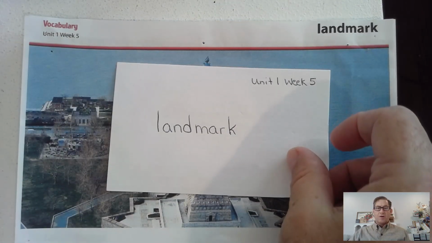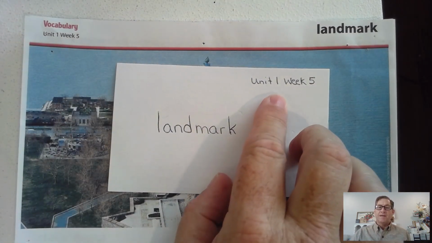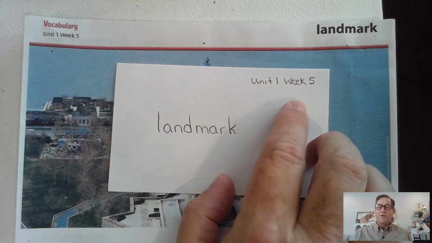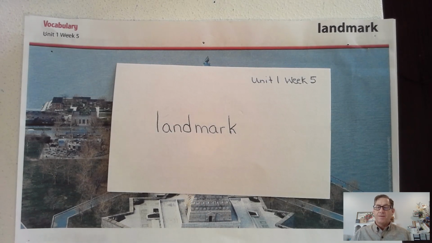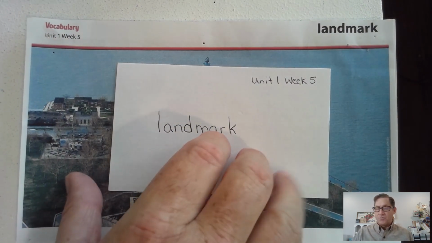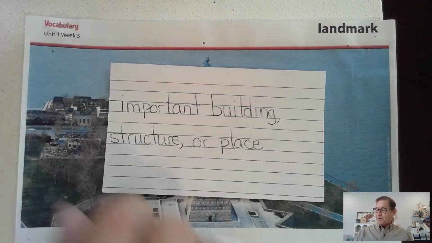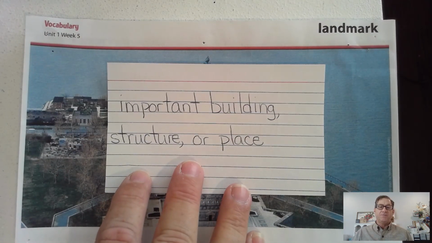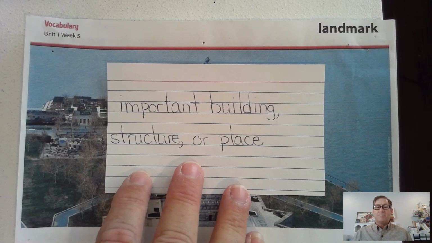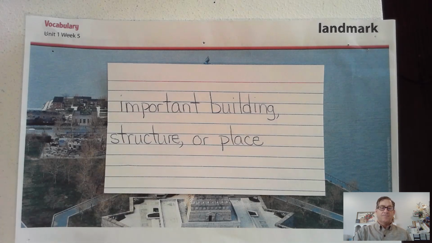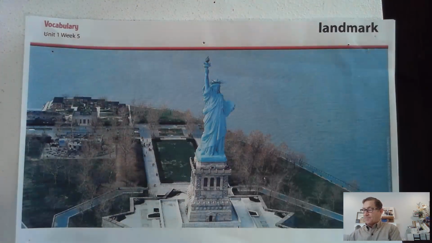So on your card, I want you to write landmark with the title Unit 1 Week 5. Okay, remember to hit pause as you go through to give yourself more time and to go through at your own pace. On the other side, I want you to write the definition for landmark as important building, structure, or place. An important building, structure, or place.